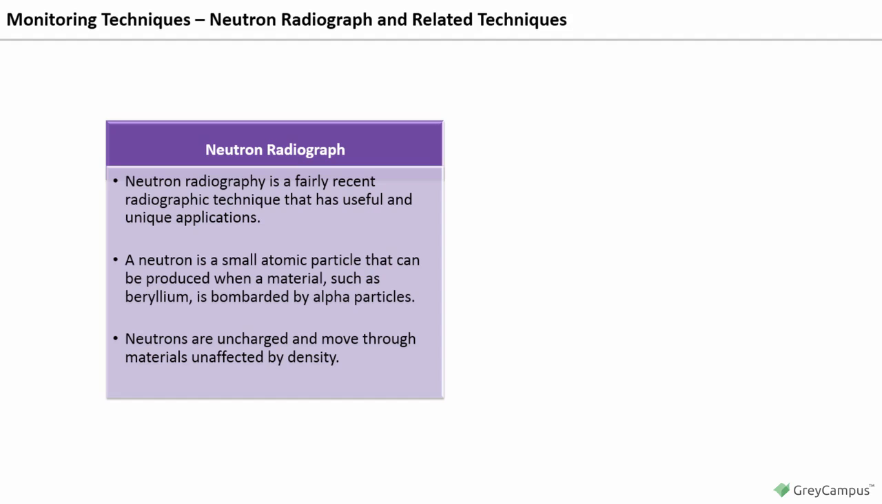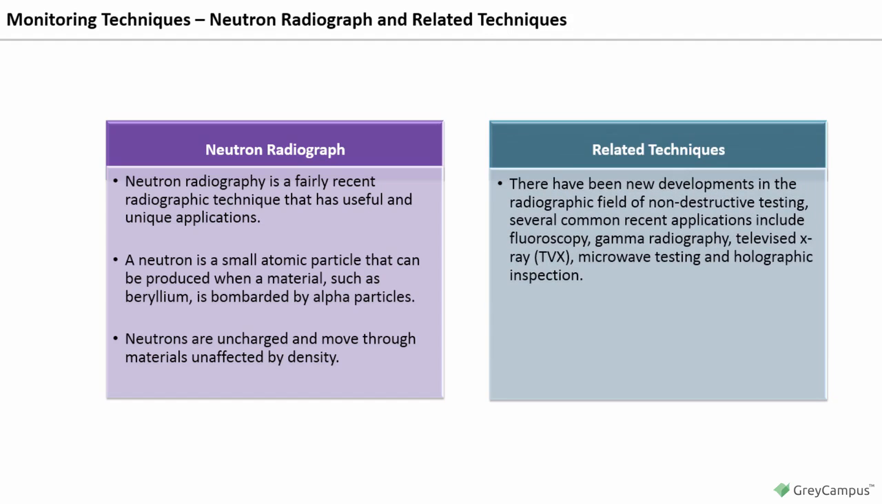The methods used to perform neutron radiography are fairly simple. The object is placed in a neutron beam in front of an image detector. Related techniques. There have been new developments in the radiographic field of non-destructive testing. Several common recent applications include fluoroscopy, gamma radiography, televised X-ray or TVX, microwave testing, and holographic inspection.